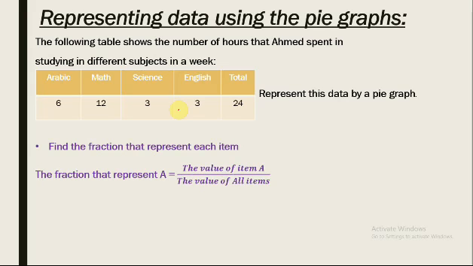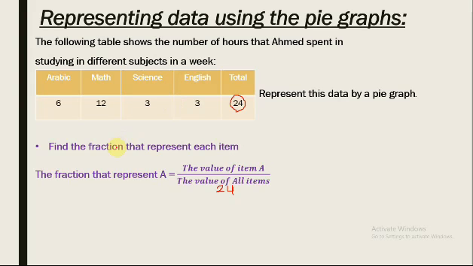How? First, find the fraction that represents each item by using this rule. The fraction that represents A equals the value of item A over the value of all items. What is the value of A and what is the value of all items? The value of all items, which is our denominator, is always the total. So this is always 24. What we have in our denominator in this question is always 24. What about the value of item A? Item A represents one of those items: Arabic, math, science, English.